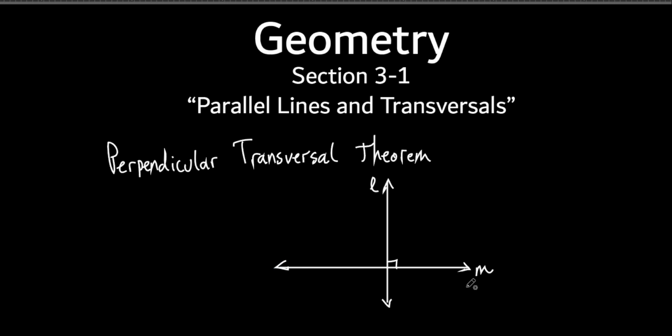You could have line segments that are perpendicular as well. You could have rays that are perpendicular to each other, all right? But these are lines that are perpendicular. There's a little symbol for the word perpendicular, all right? So I would say line L is perpendicular to line M. So that's the symbol for perpendicular.